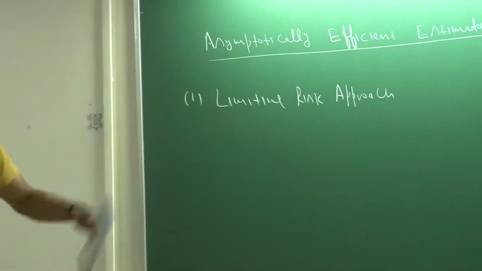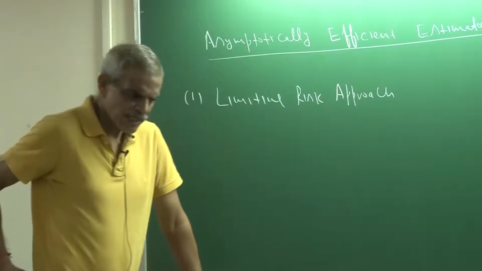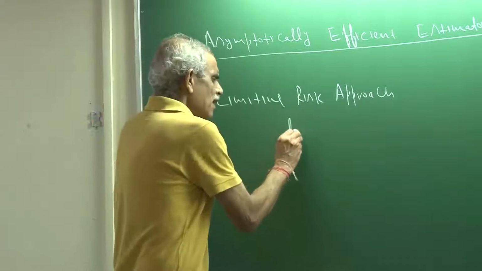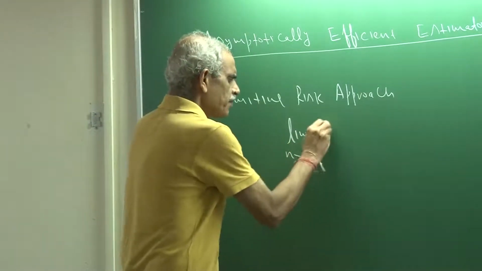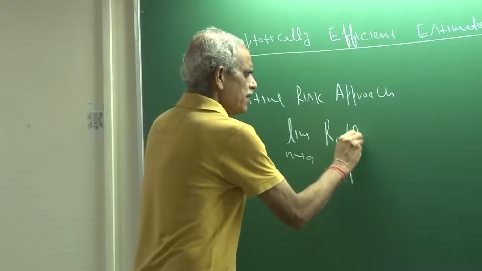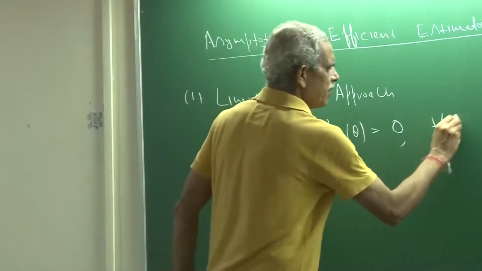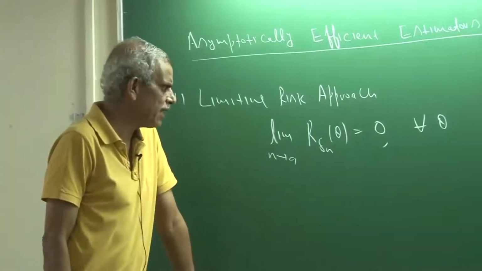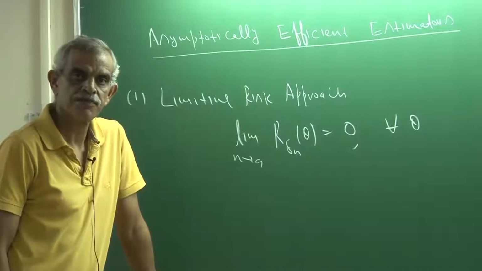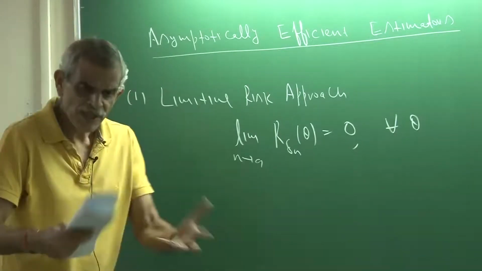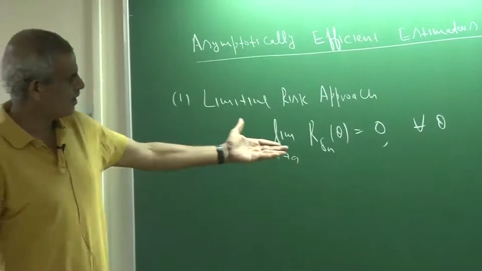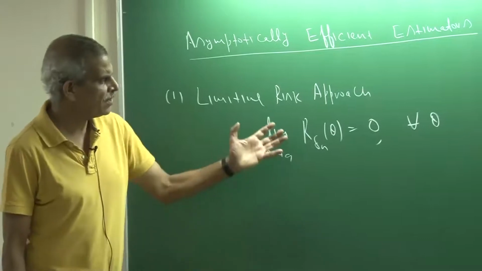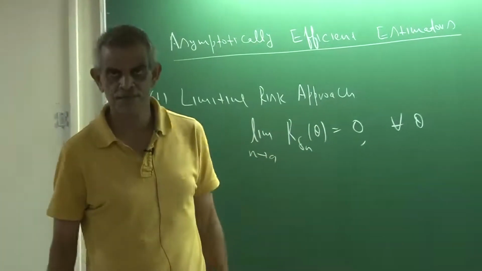The idea behind the limiting risk approach is that if you consider any reasonable estimator delta n, then the limit as n goes to infinity of the risk of delta n is always 0 for every theta. So any reasonable estimator would have risk 0 as sample size goes to infinity for any parametric configuration. Normally there is more than one estimator for which this condition is satisfied. What you try to look for is an estimator whose risk converges to 0 at a much faster rate.